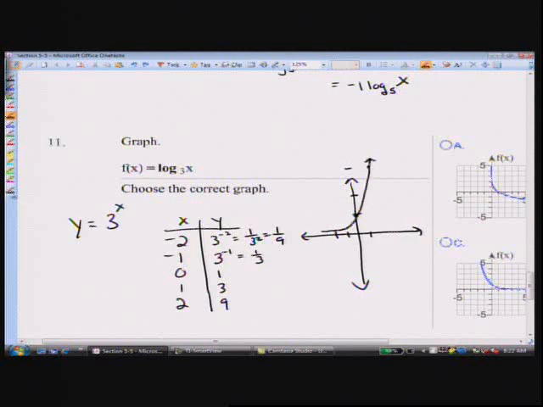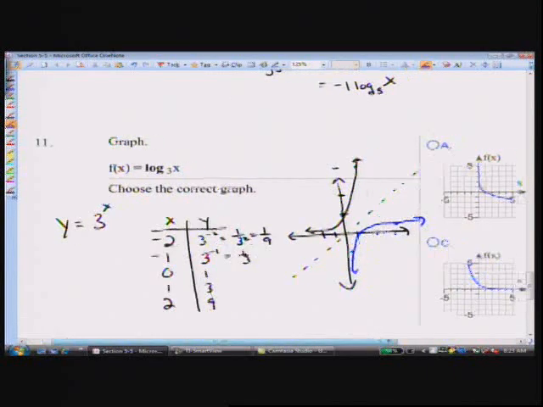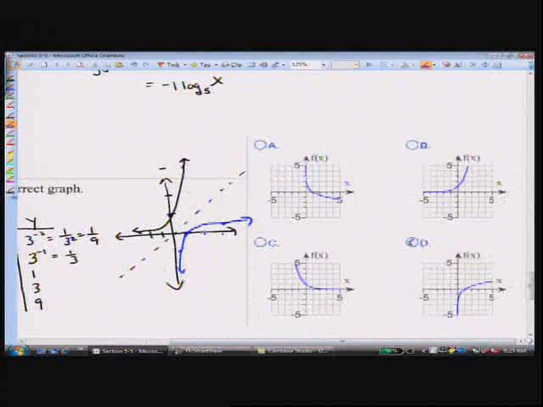That's your exponential function. Now remember, your log function is a reflection of that function across the line y equals x. So instead of the point 0, 1, you have the point 1, 0 on the graph. And instead of the point 1, 3, you have the point 3, 1 on the graph. And then instead of the point negative 1, 1/3, you have 1/3, negative 1 on the graph. So you should get the idea that it's going to look like this. That's log base 3 of x. So that's choice D.